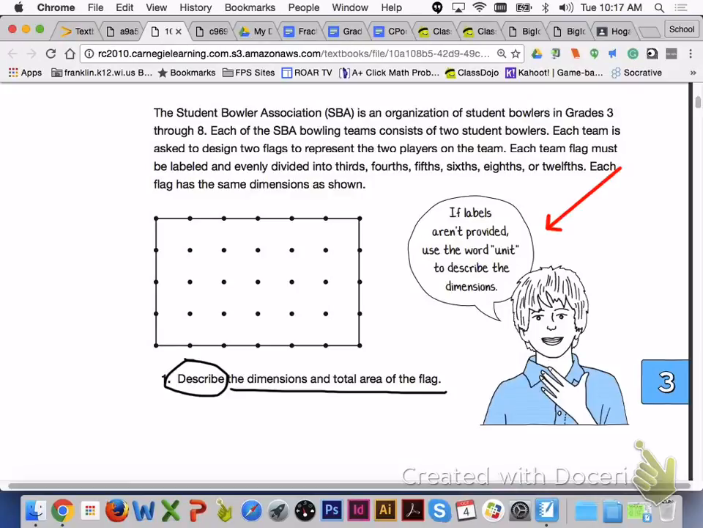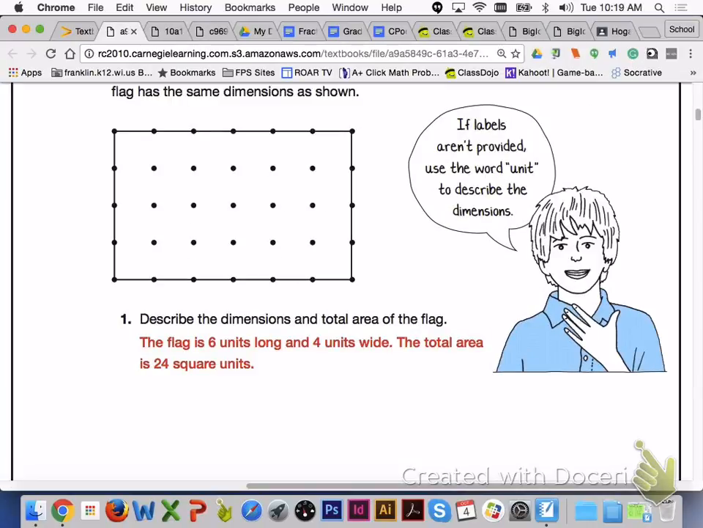Answer number 1 with your group members, and remember, if labels aren't provided, use the word unit to describe the dimensions. The flag is 6 units long and 4 units wide, and the total area is 24 square units.